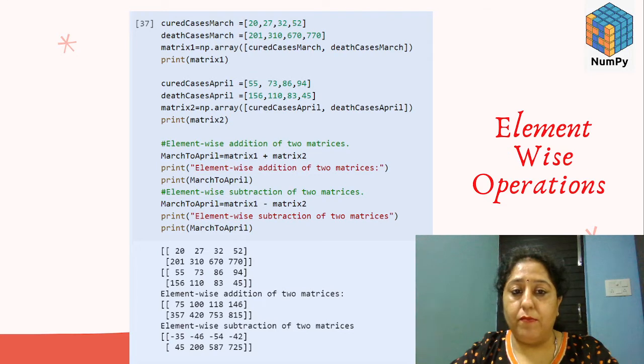Let us now talk about element-wise addition of two matrices. We simply need to write matrix 1 plus matrix 2. Likewise, we write matrix 1 minus matrix 2 to get the subtraction of two matrices.